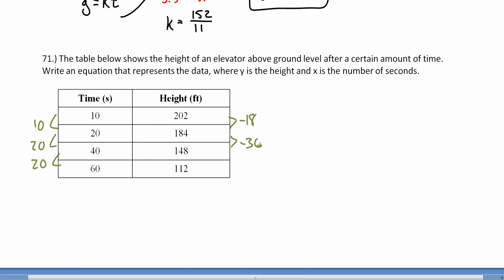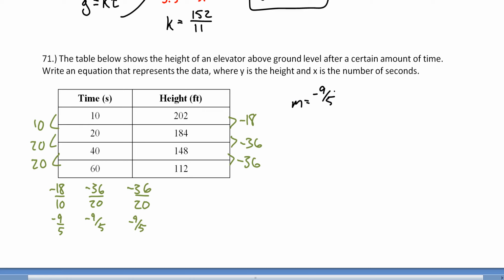Okay, and so when we look at this, change in y over change in x, it was negative 18 over 10, then negative 36 over 20, and then another negative 36 over 20. The thing I should realize is that this does remain constant. That's a negative 9/5, this is a negative 9/5, and this is also a negative 9/5. So that's my rate of change, essentially my slope. So the slope is a negative 9/5.